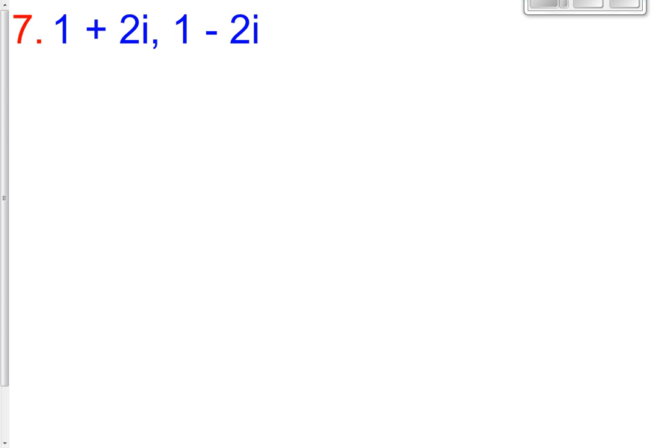So we're going to do this the same way we did the past 3. We're going to set these equal to x. So one of our roots is x equals 1 plus 2i. The other root is x equals 1 minus 2i.